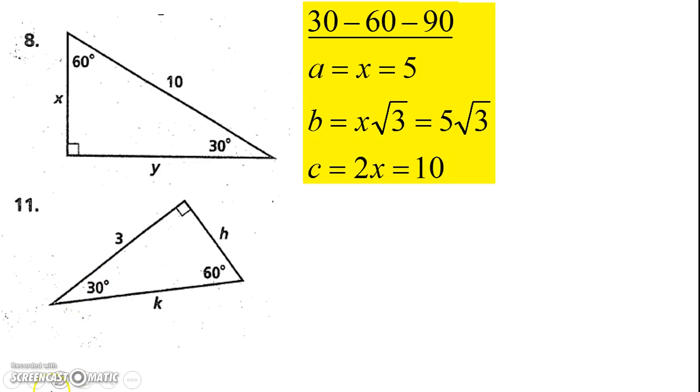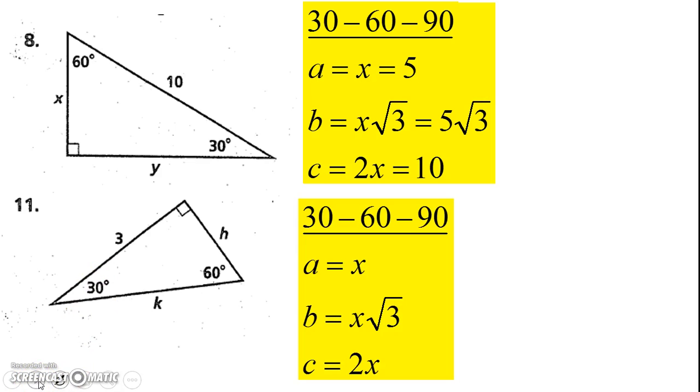So we come down to 11. This is where it starts to get tricky, so you've got to pay close attention. In number 11, it's a 30, 60, 90 triangle, but this time I've got what's across from 60 degrees. And if we recall, that is B. So we're going to take this whole thing and set it equal to 3.